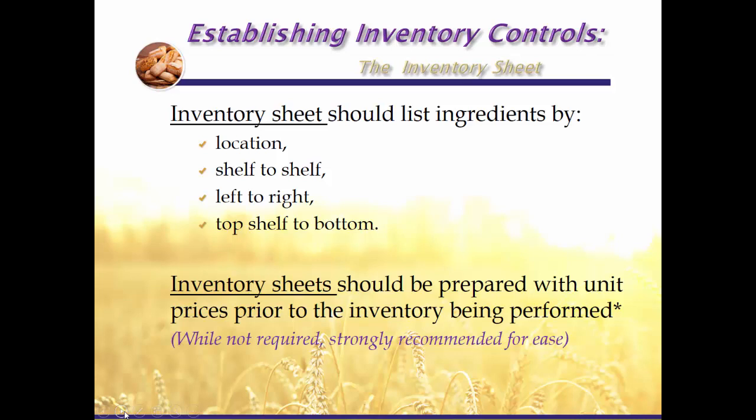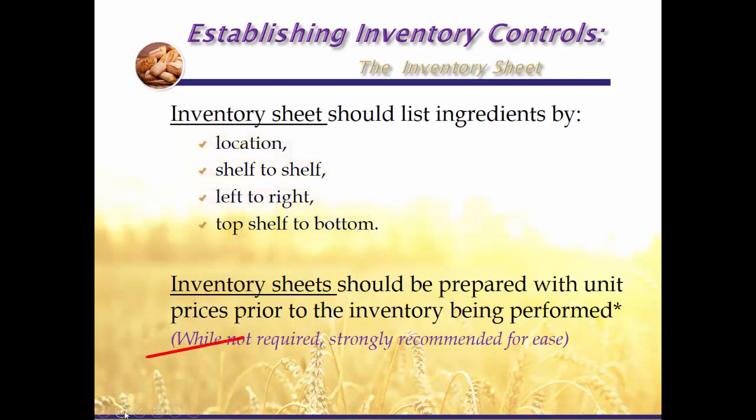These sheets should list ingredients by location rather than alphabetically. It makes it easier for those taking the physical inventory in the room to have all the ingredients and products listed on the sheets in the way they are on the shelves. So it's shelf to shelf, left to right, top shelf to bottom shelf. You want to count all the products, and if you miss some items, it would go against your food cost because it would mean you used it up. So you don't want to miss anything.